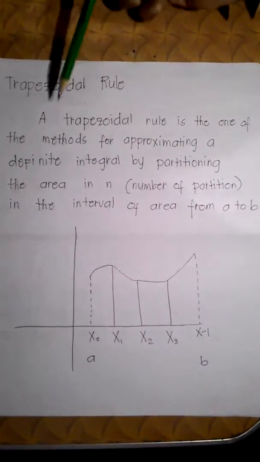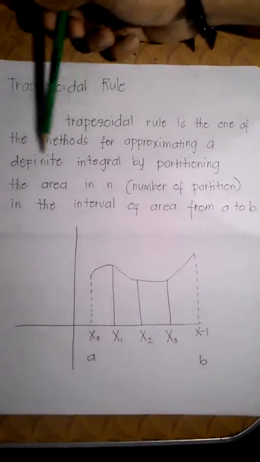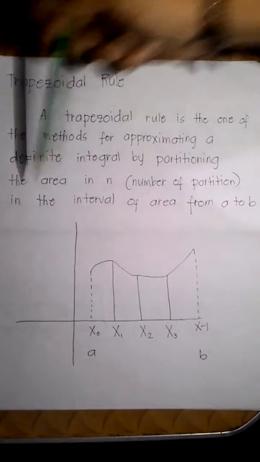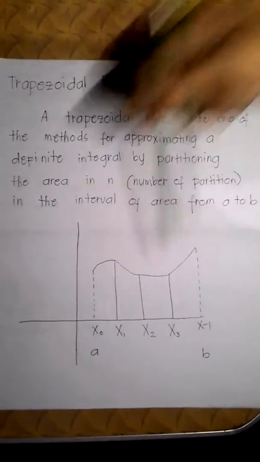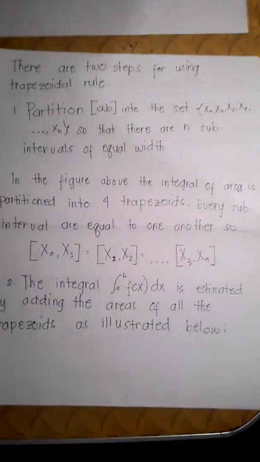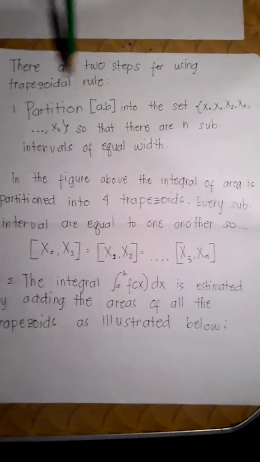Trapezoidal rule. A trapezoidal rule is one of the methods for approximating a definite integral by partitioning the area in n number of partitions in an interval of area from A to B. This is the figure. There are two steps for using trapezoidal rule.